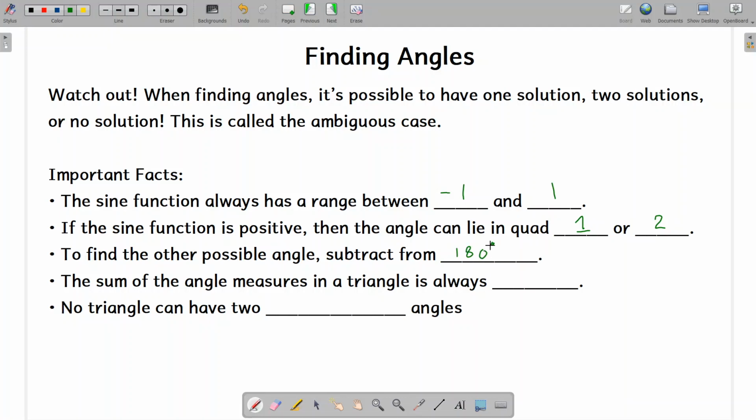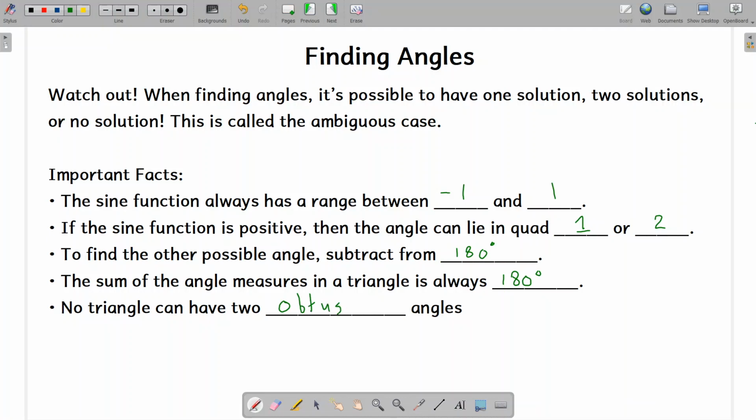Okay, probably one of the most important things is something that you already know, which is that the sum of the angle measures inside of a triangle always adds up to 180 degrees, and you also know that no triangle can have two obtuse angles.